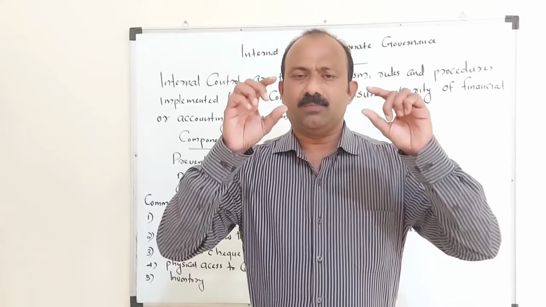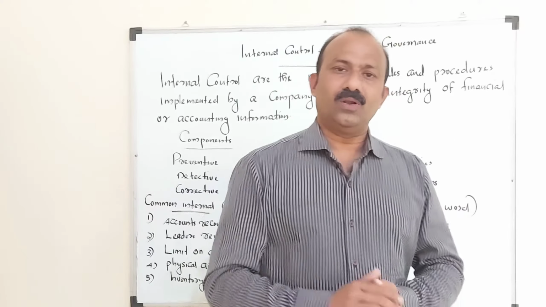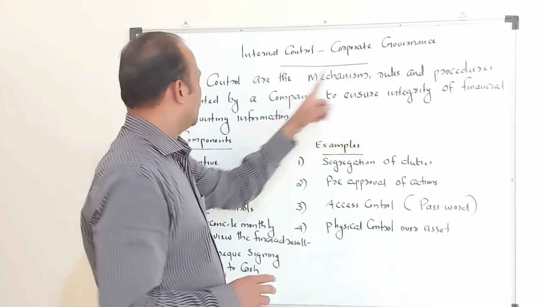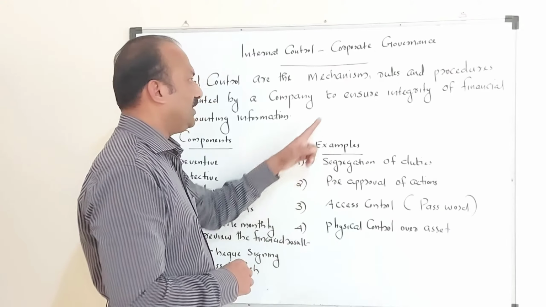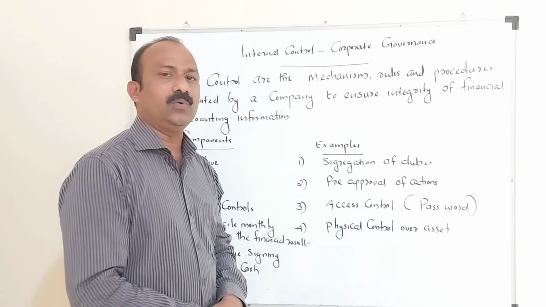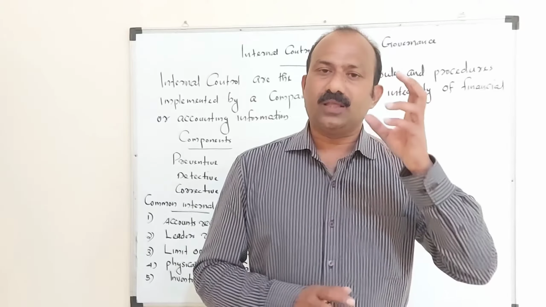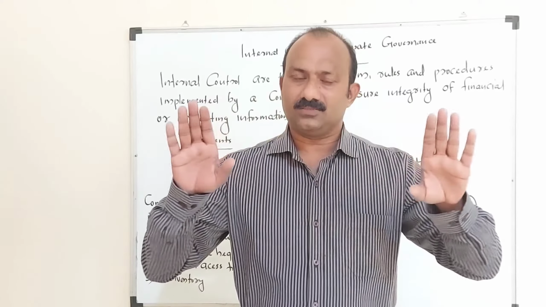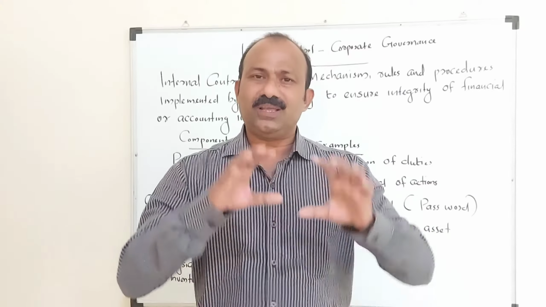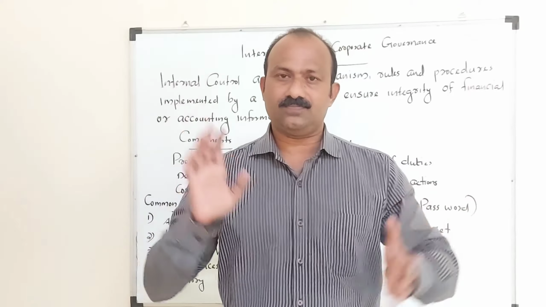What is the exact meaning of internal controlling system or internal control? Internal control is a mechanism, rules, procedures implemented by the company to ensure the integrity of financial or accounting information. In simple terms, we can say this internal controlling system is a mechanism, or some rules adopted by the companies to ensure their integrity in financial and accounting information.